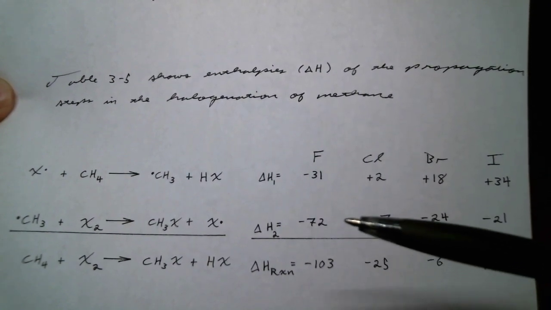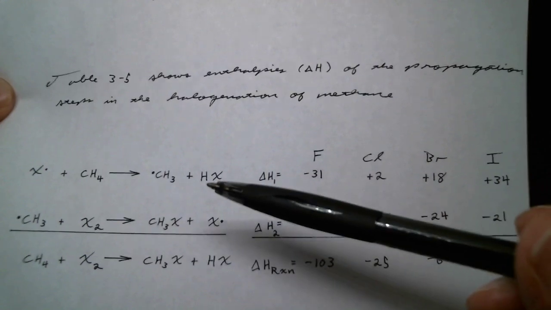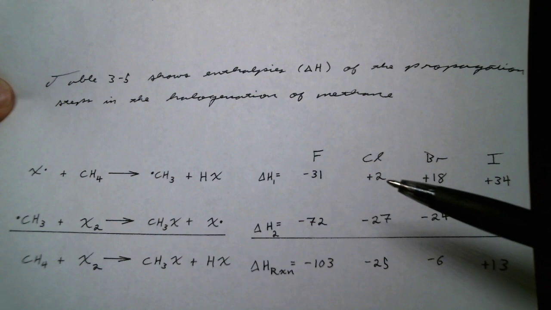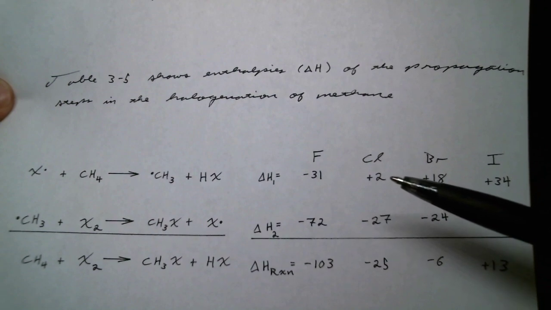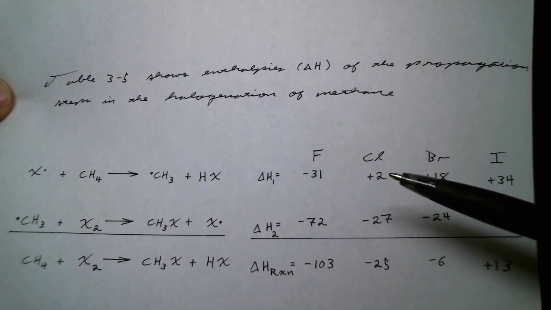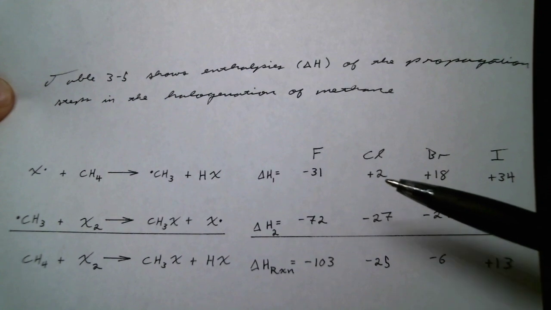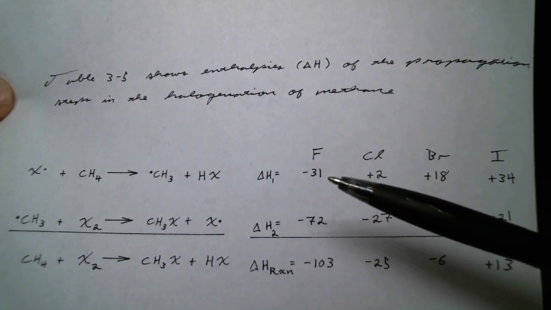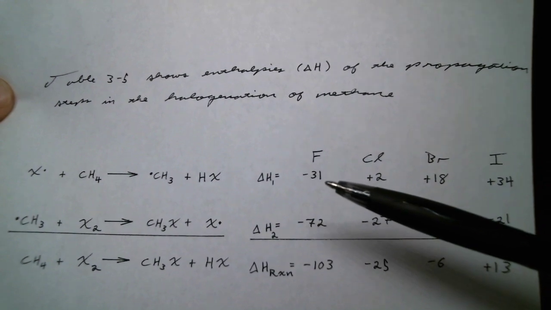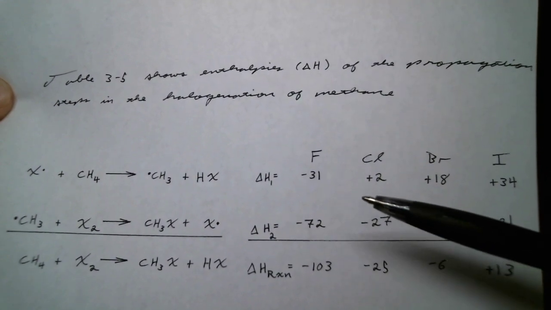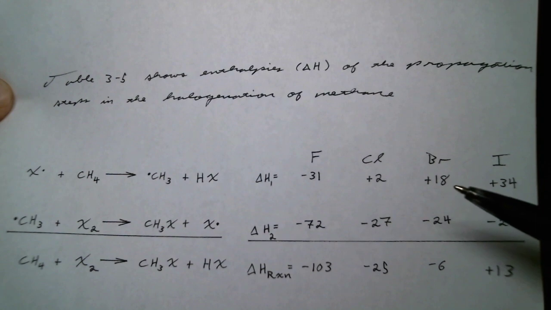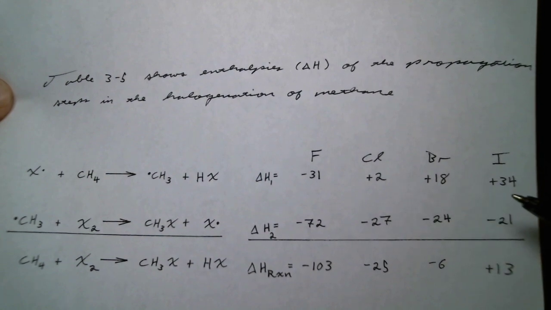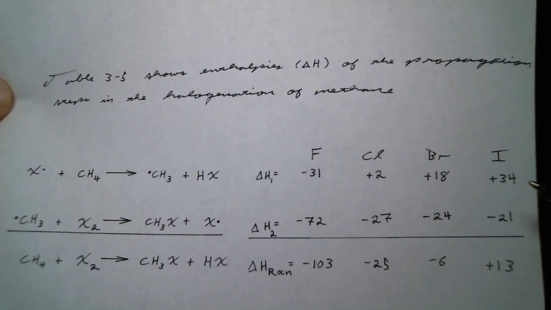However, what I'd like to point out is for our first elementary propagation step, which was the rate limiting step in the chlorination of methane, we had a slightly endothermic value in terms of delta H. For radical fluorination, that first step is exothermic. And for bromination, we simply get more endothermic, and then iodination is very endothermic.